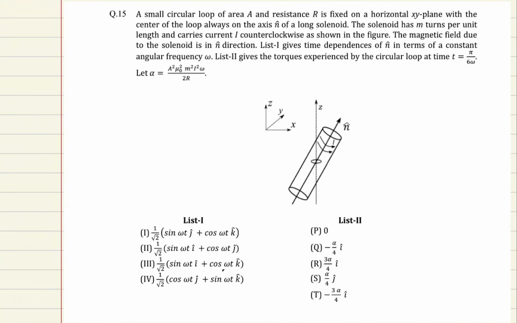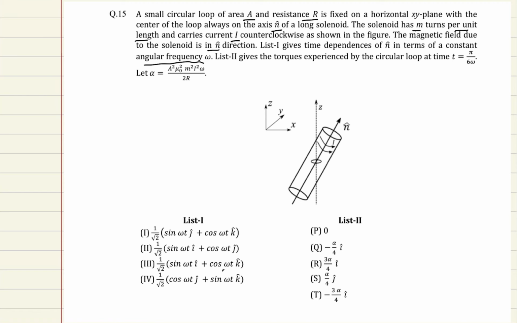Hello everyone. Now we will do question number 15. A small circular loop of area A and resistance R is fixed on a horizontal xy plane with the center of the loop always on the axis n cap of the long solenoid. The solenoid has m turns per unit length and carries the current I connected clockwise as shown in the figure. The magnetic field due to the solenoid is in the n cap direction.